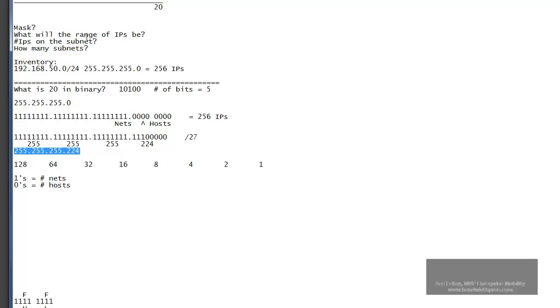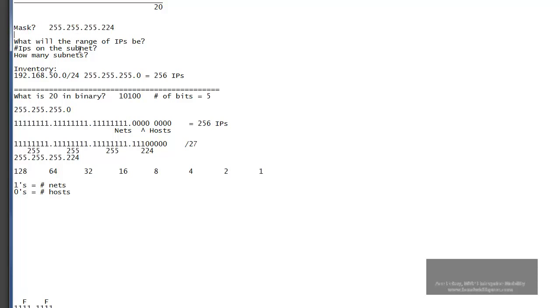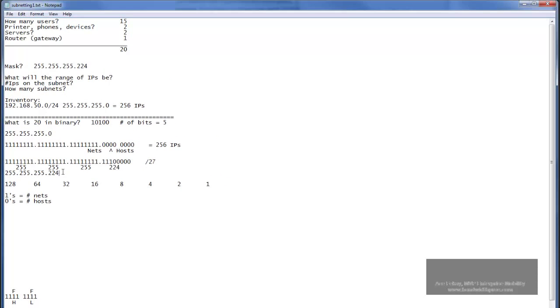So that's what we're actually going to do, and we're going to just put that in there. That's our mask. That's what we would use to configure the network card with the IP addresses. Okay, what IP addresses are we going to use? That's the bigger question here, right? Well, that's one of the questions.